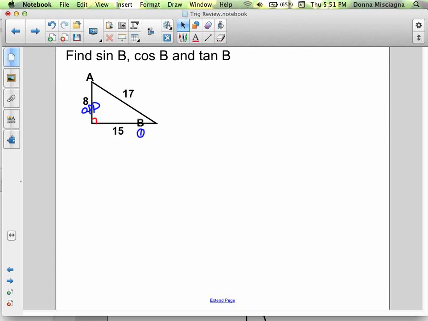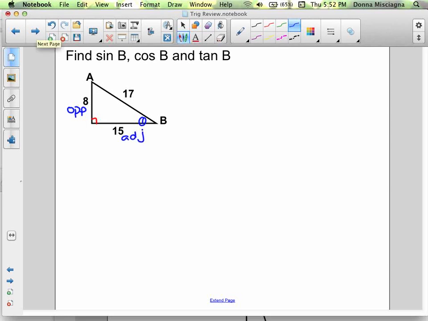Oops, we're losing angle. There we go. We almost lost B. Because that is a little sloppy. That looks like APP instead of OPP for opposite. 15 is next to the angle. That's the adjacent side, and of course the hypotenuse is always opposite the right angle.